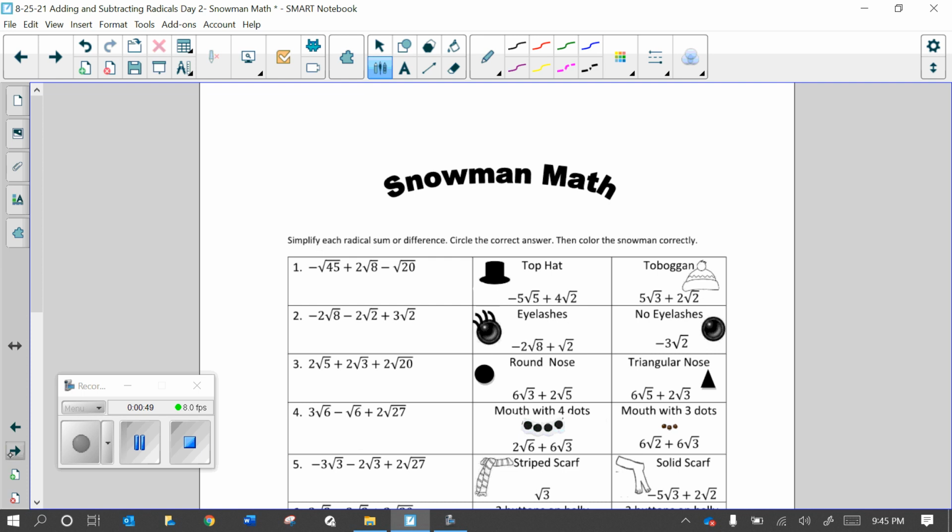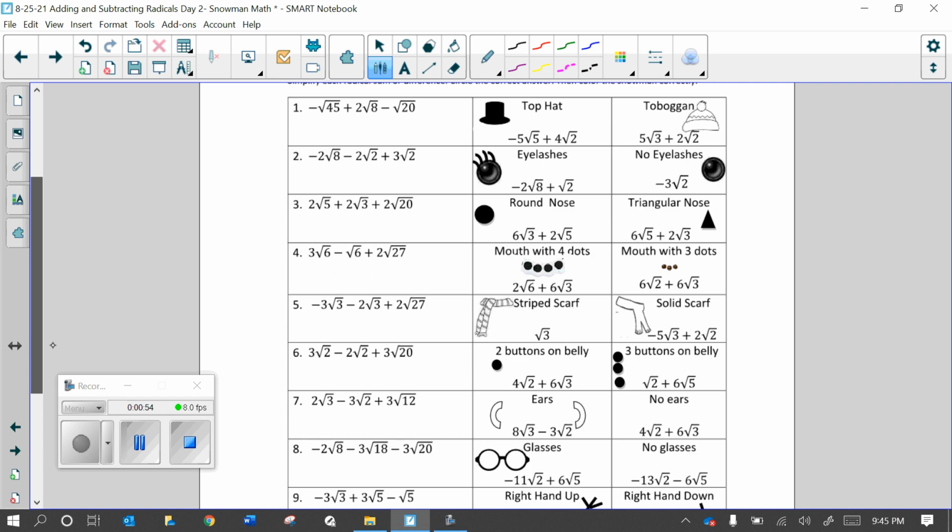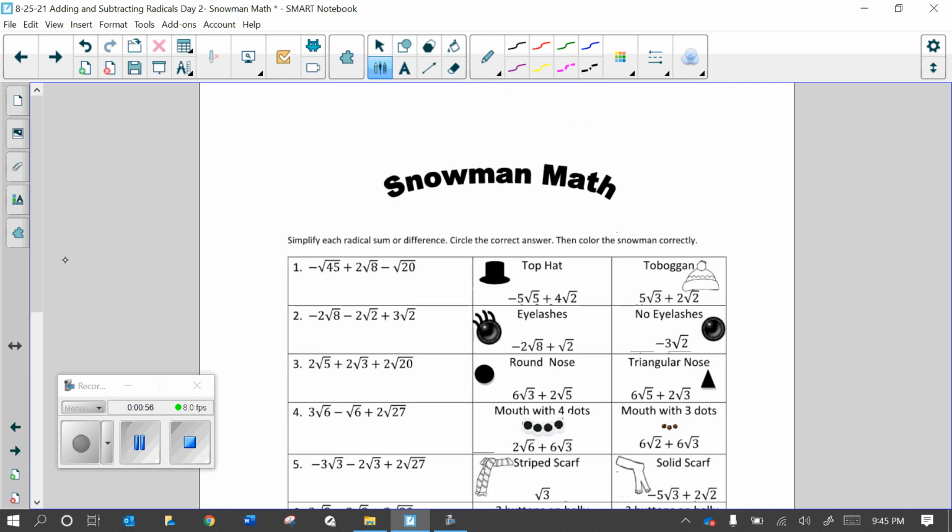So how this works, you have questions 1 through 10, and you are either adding, subtracting, or a combination of both with radicals. So what you are to do is to simplify each radical sum or difference. After you do that, circle the correct answer, and then based off your answer, color the snowman correctly. So I want to do problem 1 with you, just so you know what to do. And guys, you're going to need to use a separate sheet of paper to do your work because there's not enough space here, as you'll see.